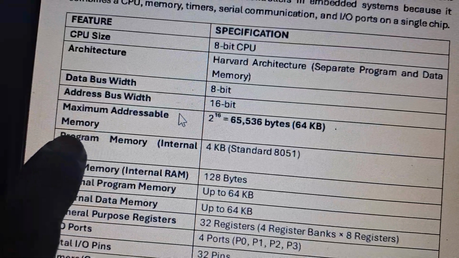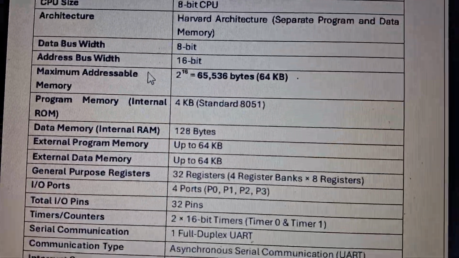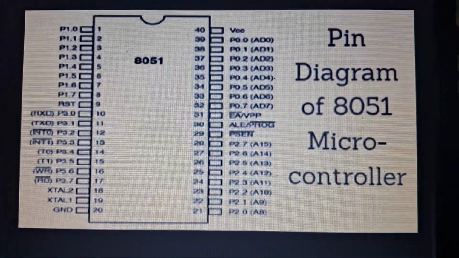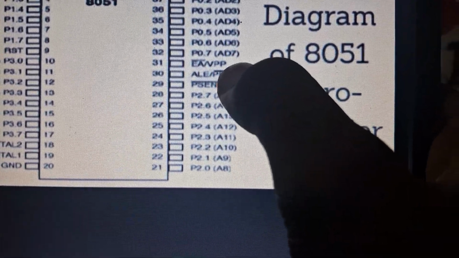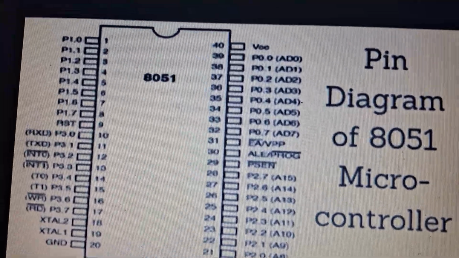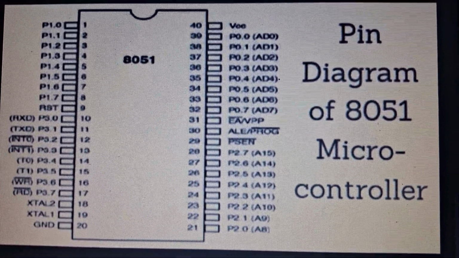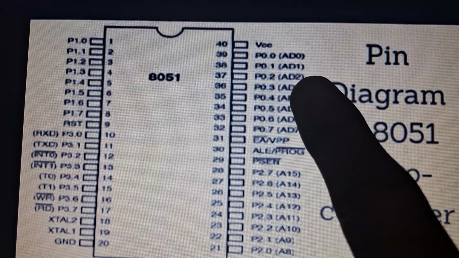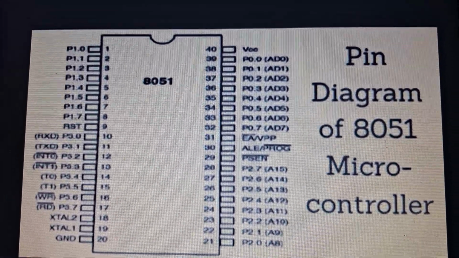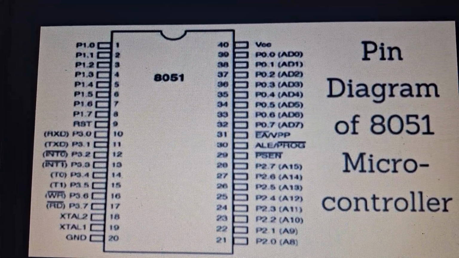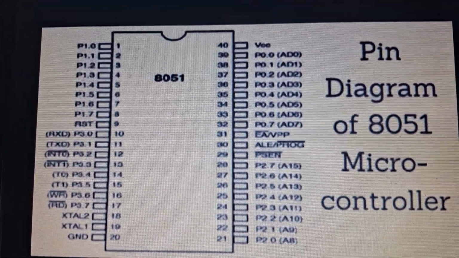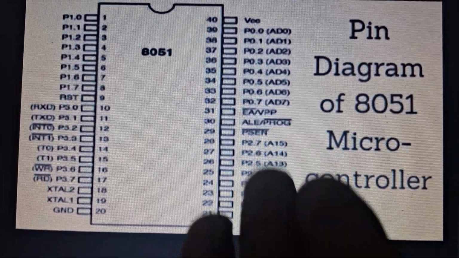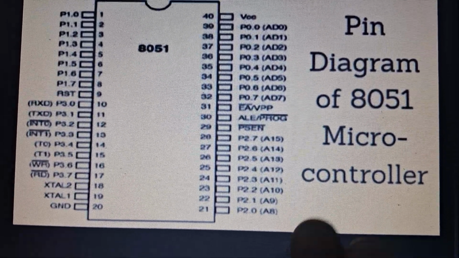CPU size is 8-bit and the data bus width is 8-bit. The data bus width is just 8-bit, which means only 8 bits of data can be processed at a time. So AD0 to AD7 from port 0 can be used to access both the address and data. Okay, data can be accessed only with port 0. So AD0 means address and data 0, AD1 means address and data 1, like that up to AD7. And then in port 2 there is only A8 to A15.